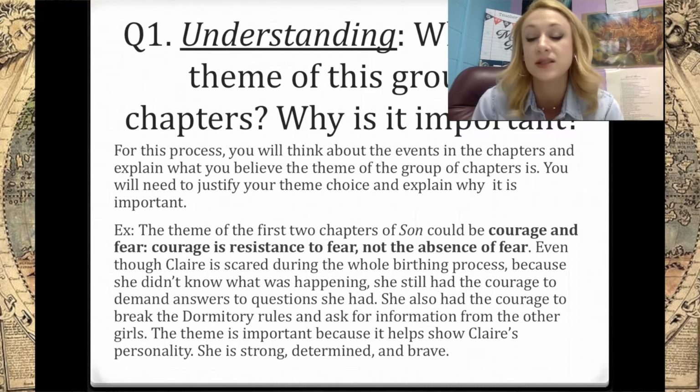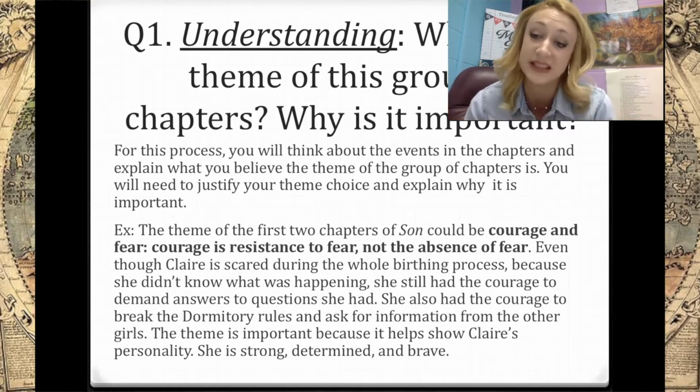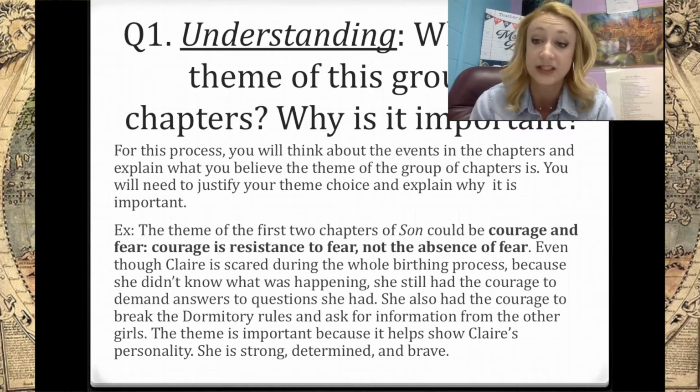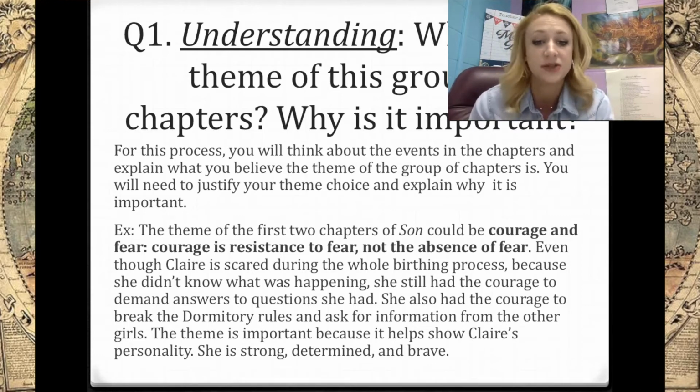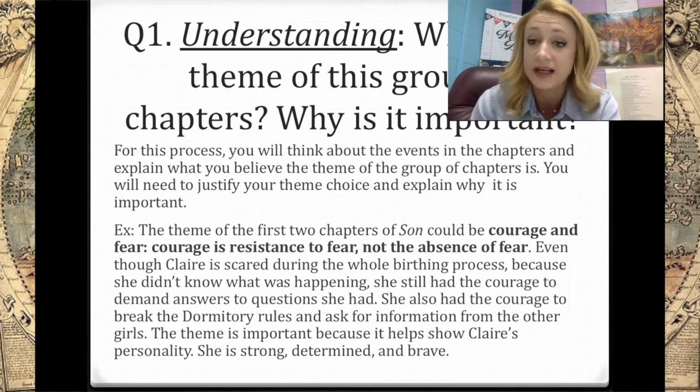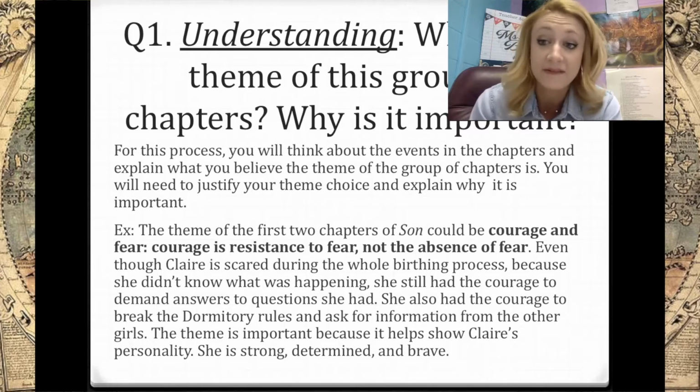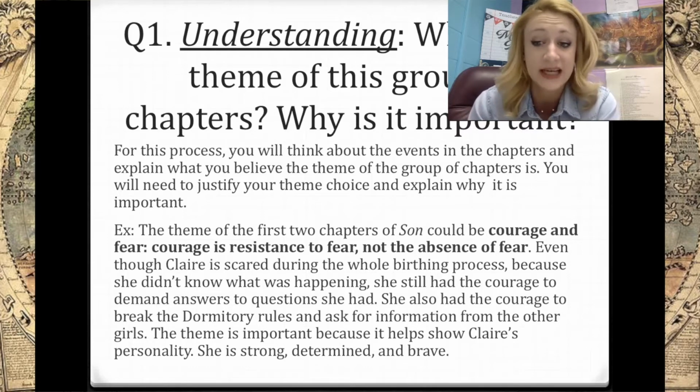Remember, a theme is the overall arching big idea of the text. The message is the specific thing that the author is trying to communicate to the reader. Here's an example of what that might look like. The theme of the first two chapters of Sun would be courage and fear. That's the theme. Now, the message: courage is the resistance to fear, not the absence of fear. Once I've chosen a theme and message that I feel fits and is represented in the text, then I'm going to do an explanation.